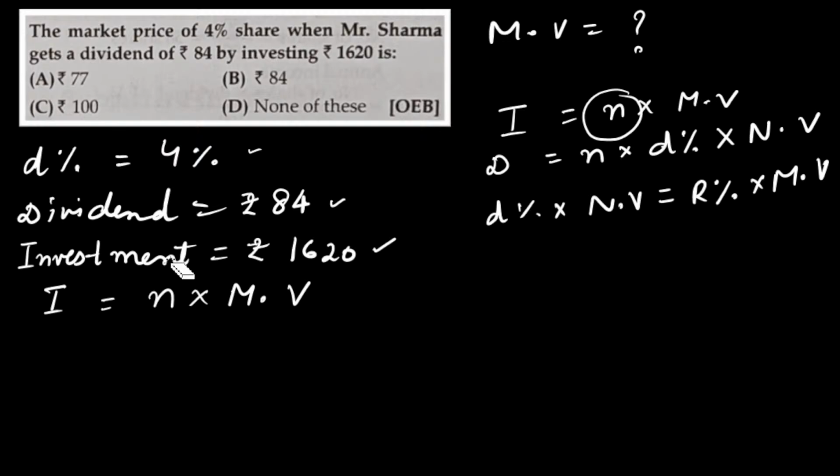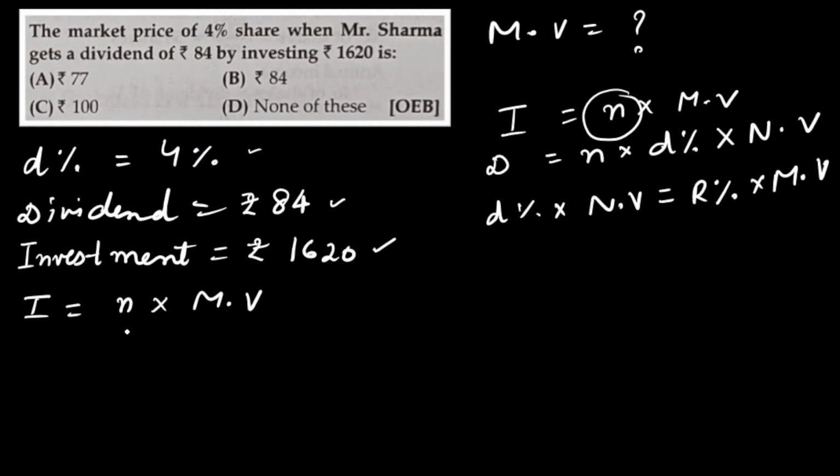Okay, dividend formula also if we use. If I use dividend formula also, so dividend is given to us. Both the formulas I'll show you because n we don't know. So I is equals to what? I is equals to number of shares into market value.